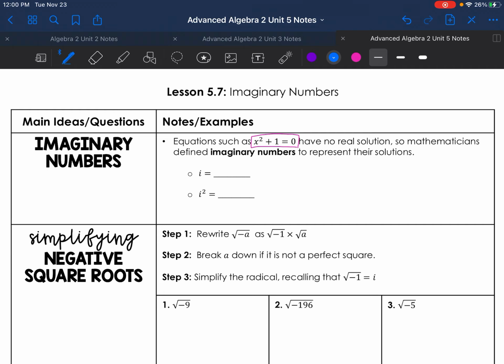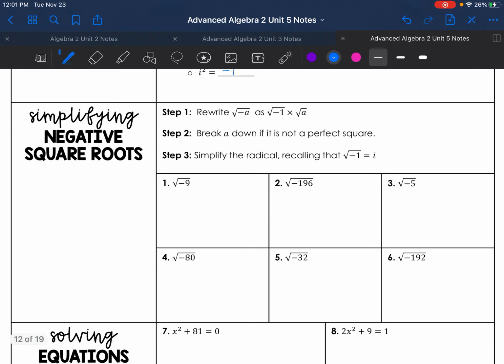You need to know, just have it memorized, that i is the square root of negative 1. Kind of like pi is 3.14159 and so on. i is the square root of negative 1, and i squared is negative 1. You need to have those memorized. And so let's start with simplifying negative square roots.